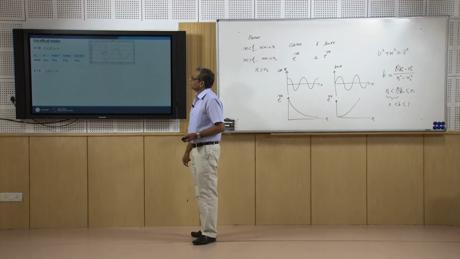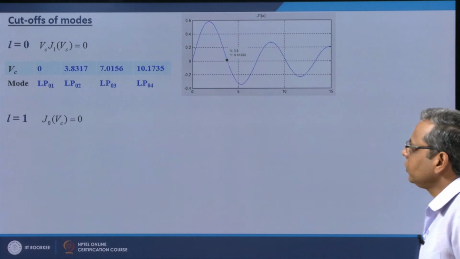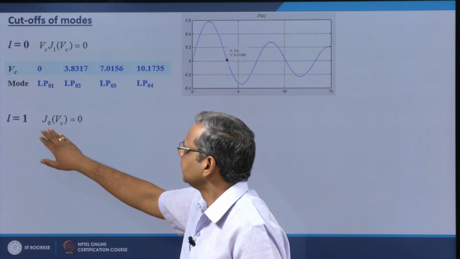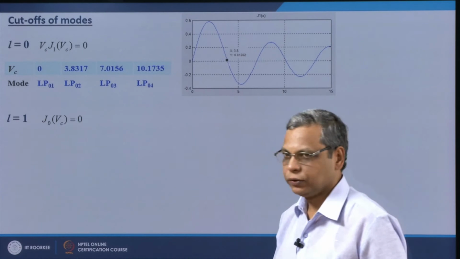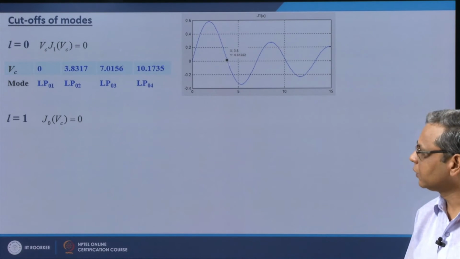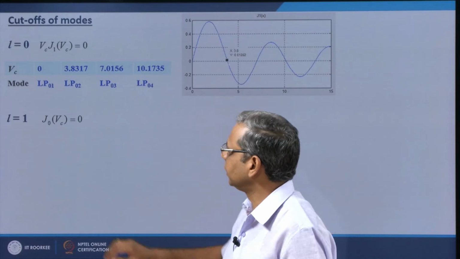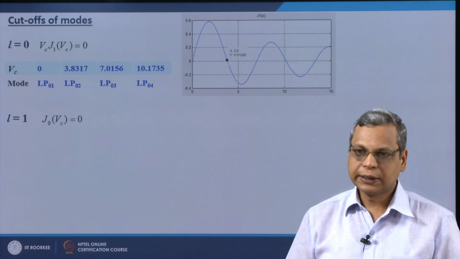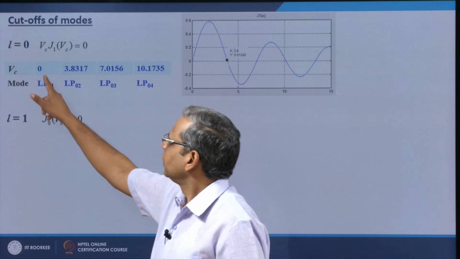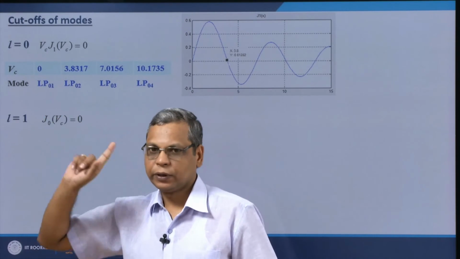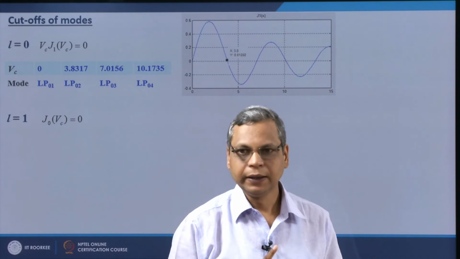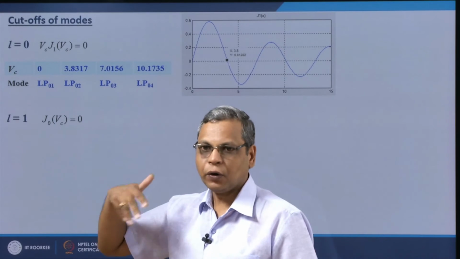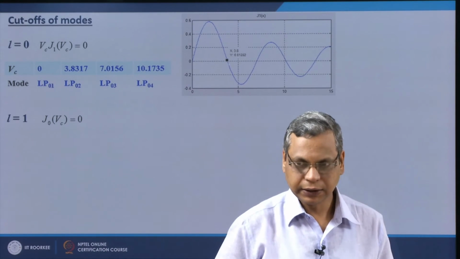Let us look at the cutoffs of L equal to 1 mode. Okay. L equal to 1 mode has cutoff condition J0 Vc equal to 0, because it is J L minus 1 Vc equal to 0 and L equal to 1. So, it becomes J0 Vc equal to 0. You should remember that Vc equal to 0 can be the cutoff of only one mode, and that is the fundamental mode. Okay. So, this cutoff cannot be shared with any other mode. However, non-zero cutoffs can be shared with other modes.